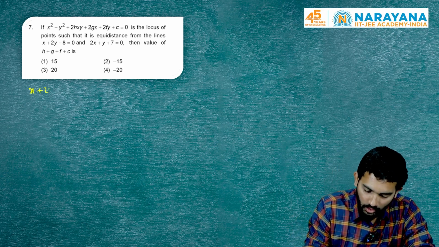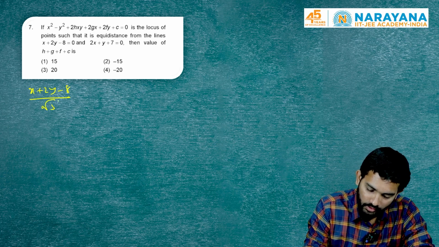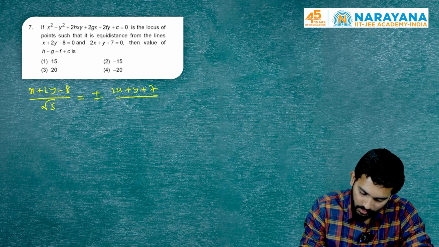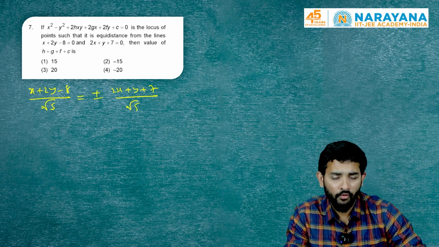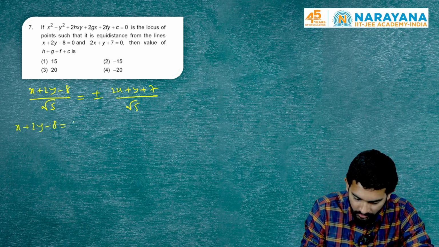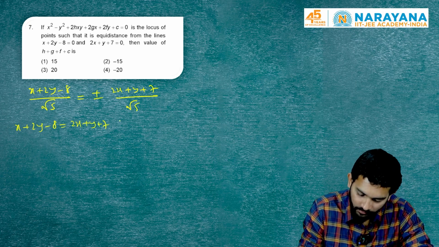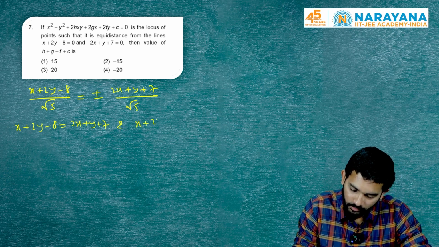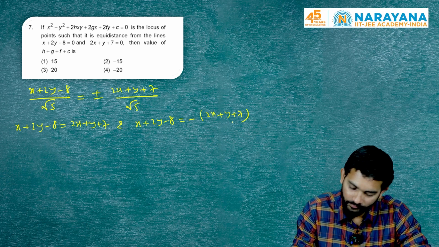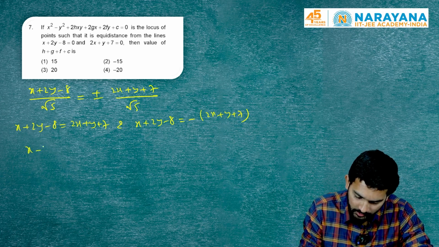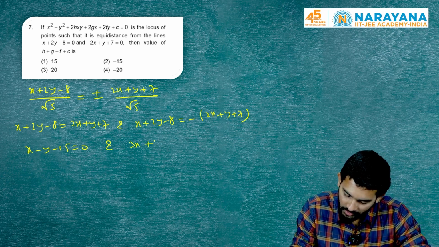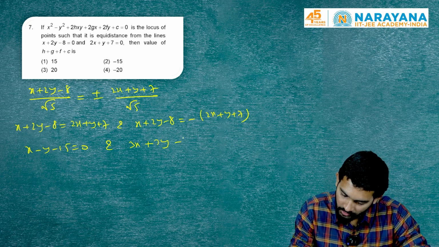So we know x plus 2y minus 8 divided by root 5 is equal to plus or minus 2x plus y plus 7 divided by root 5. So this is how you find angle bisector equations. So one equation will be x plus 2y minus 8 is equal to 2x plus y plus 7, and the other equation will be x plus 2y minus 8 is equal to minus of 2x plus y plus 7. So from here I'll get x minus y minus 15 equal to 0, and 3x plus 3y minus 1 equal to 0.